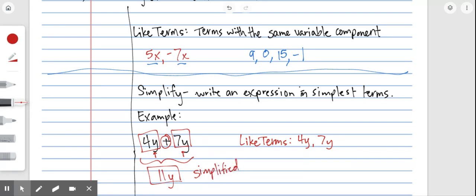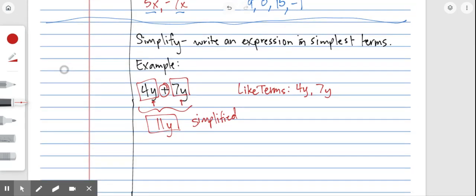I can tell it's simplified because it's smaller or shorter than the previous one. The previous one had 2 terms. This one has 1 term. But they're equivalent because they equal each other, because I didn't get rid of any yaks. I didn't change any yaks. I just combined the yaks that I already had. Okay, so let's try another one.